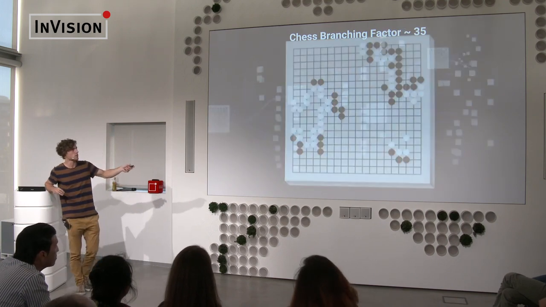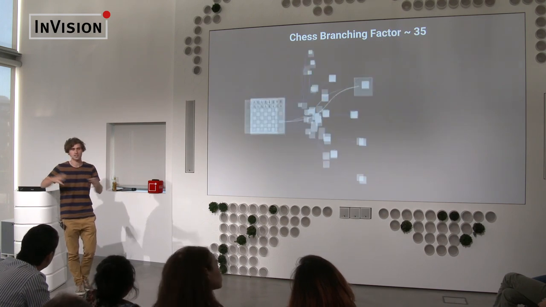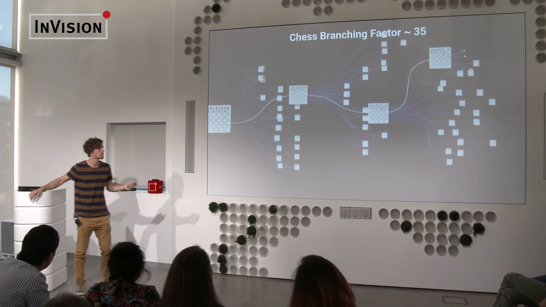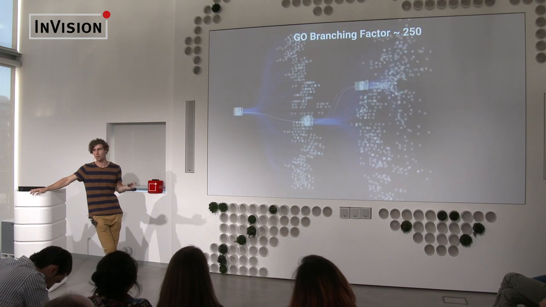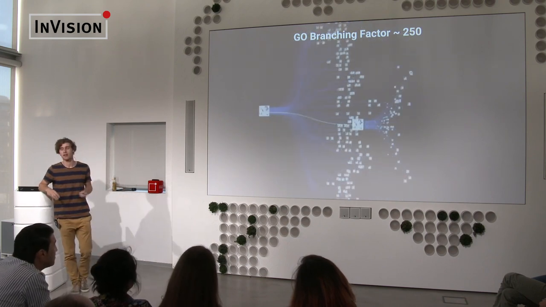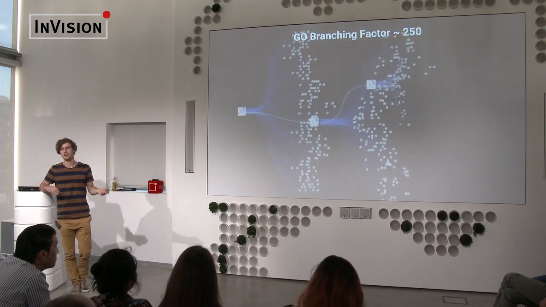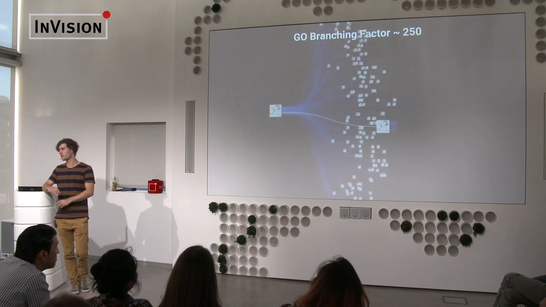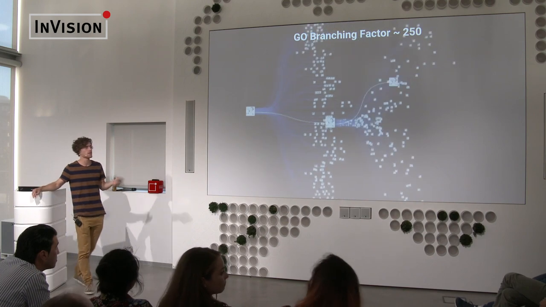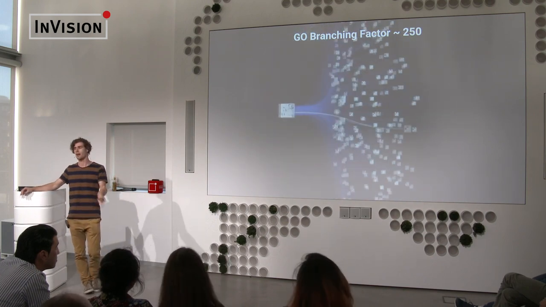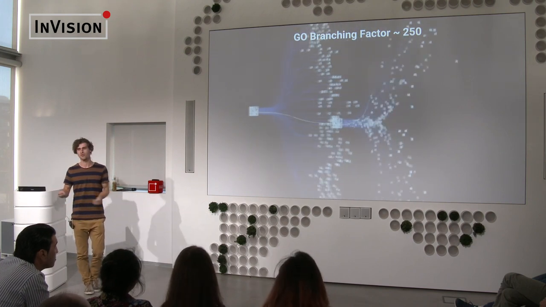So that means if you want to think 3 or 4 moves ahead, you want to think 35 times 35 times 35. So you have this explosion of what you have to check. And in Go, the branching factor is 250. That's what makes this problem so hard. A Go board is much, much bigger, so you have 250 moves at every step. So if you want to think 2 moves ahead, you have to go over 250 times 250 options. If you want to think 20 moves ahead, that's impossible. In fact, people have calculated there are more possible Go positions than there are atoms in the universe. So it's absolutely impossible to do this with brute force.